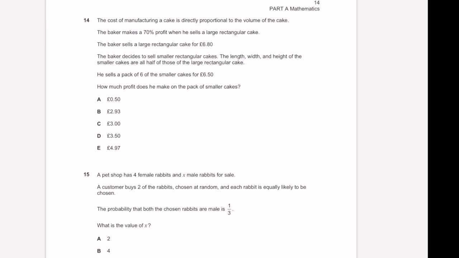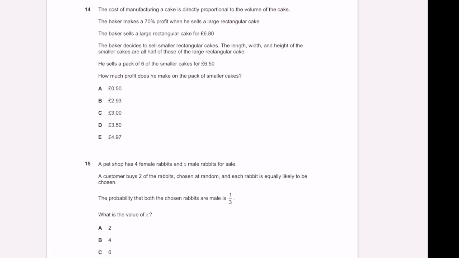The cost of manufacturing a cake is directly proportional to the volume of the cake. Oh great, now I feel like eating a cake. The baker makes a 70% profit when he sells a large rectangular cake. The baker sells a large rectangular cake for $6.80. Okay, we're looking for the profit and cost.